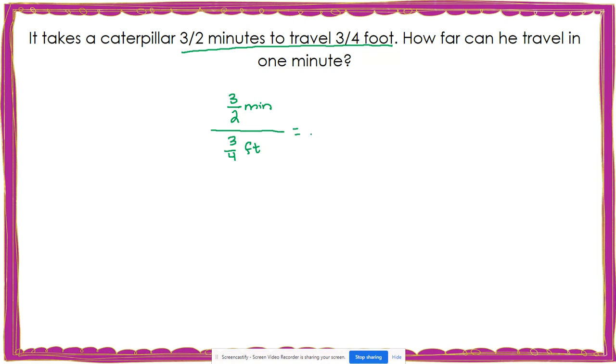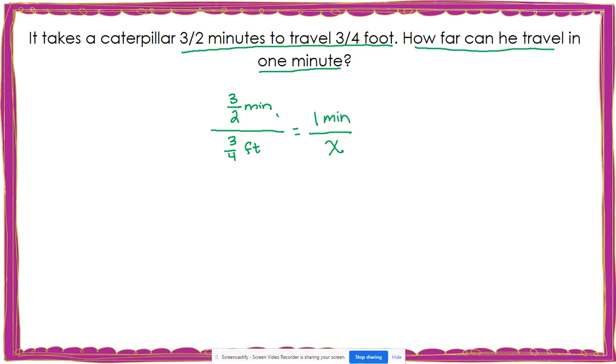Now to make our proportion, we're going to set it equal to another ratio. And we see that we're looking for how far he can travel. So what we don't know is the distance, or how many feet he can travel. So since feet is in my denominator over here, I'm going to put a variable for feet in the denominator on my second ratio. And then I can see that I'm looking for how far he can travel in just 1 minute. Since minutes are in my numerator over here, I'm going to put 1 minute in my numerator over here. And now I can solve.